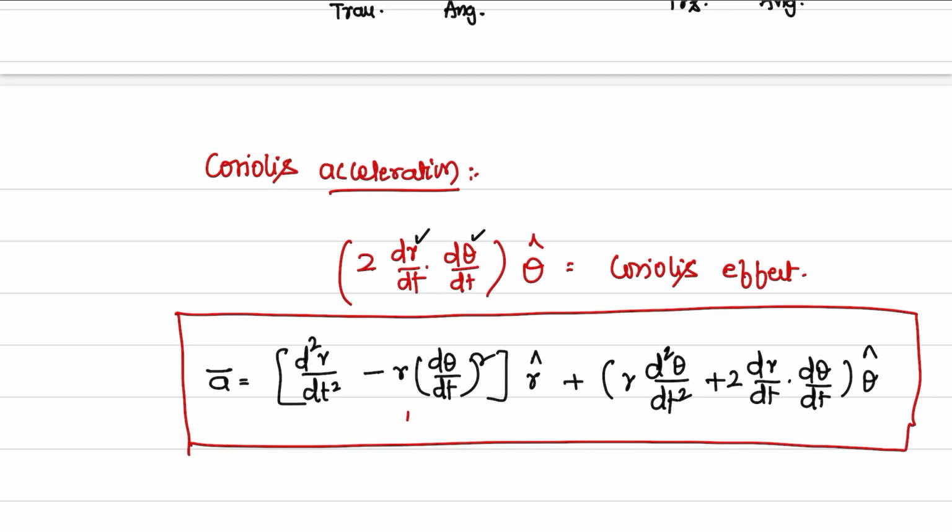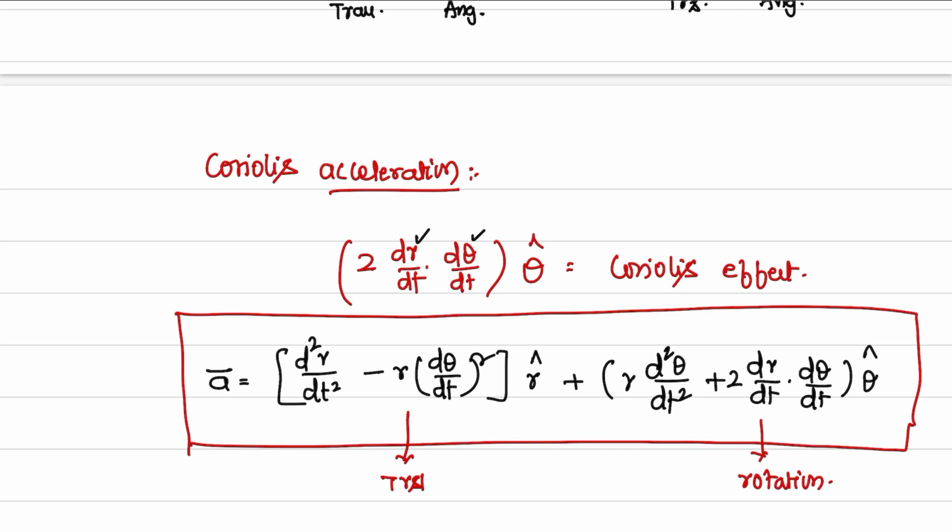Here this is due to translation, this is due to rotation, because of change in theta, because of change in r, translation and rotation. This is the net acceleration.